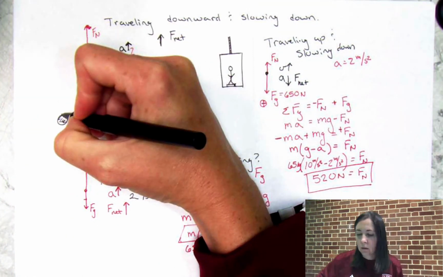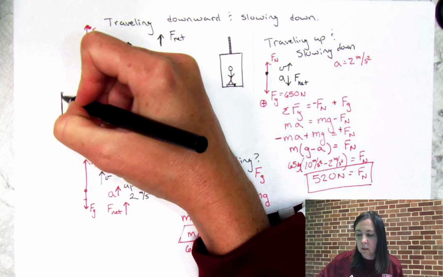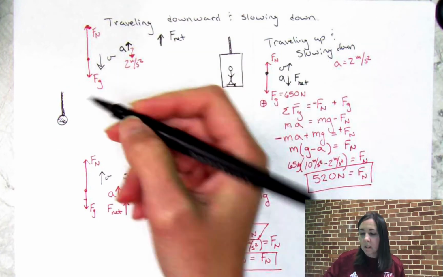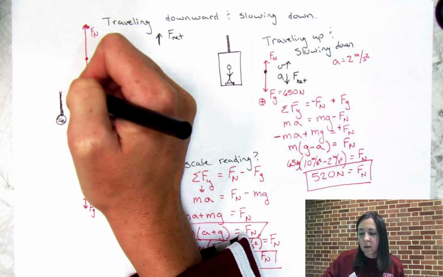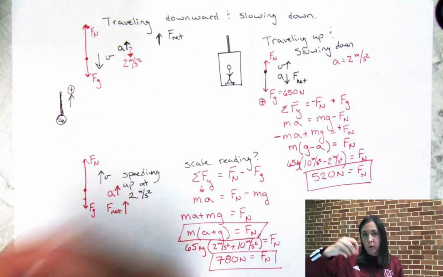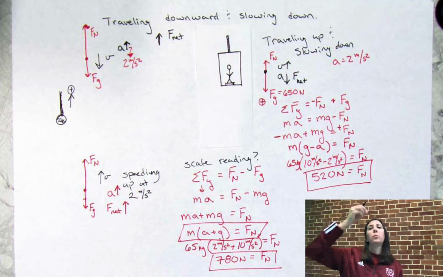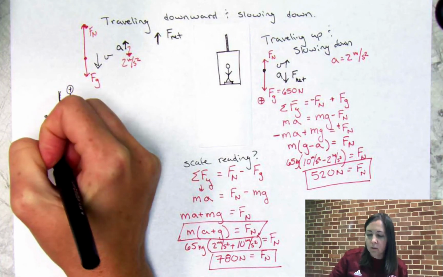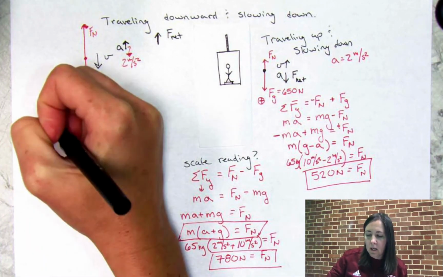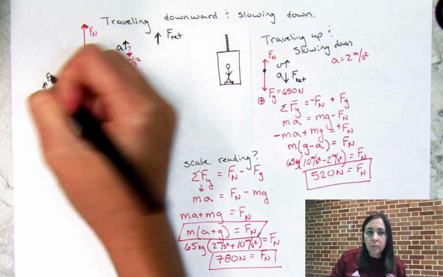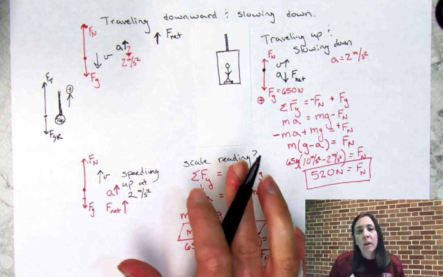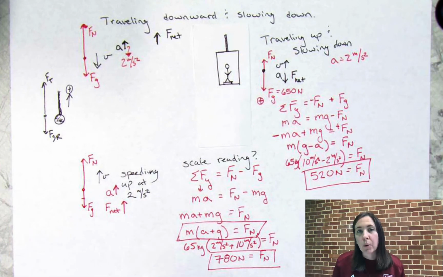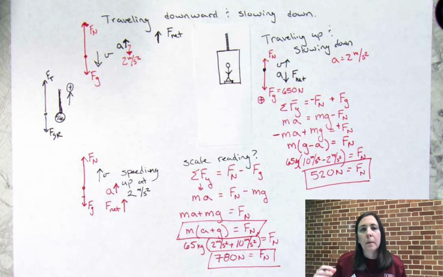This would be the exact same problems and logic if I had like a rock tied to a string. Here's my string that the rock's tied to. Same idea if I were to pull up on this rock and accelerate it upwards, then we could talk about the force of gravity of the rock and the force of tension. So an elevator is just an idea of a problem. You see this example in a lot of different situations.